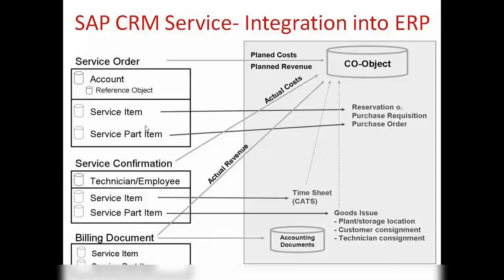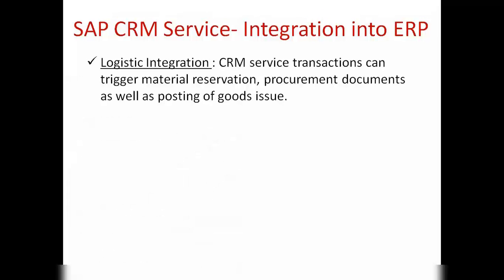And also your service part item. They are physical items. What is a service part item? It's a spare item, and it requires a logistic process. So that will also replicate to the backend system, because as I said in the previous class, it will behave like a sales order. It requires logistics and integration with MM, like purchase requisition or reservation, purchase order, and all that. Let's see one by one.